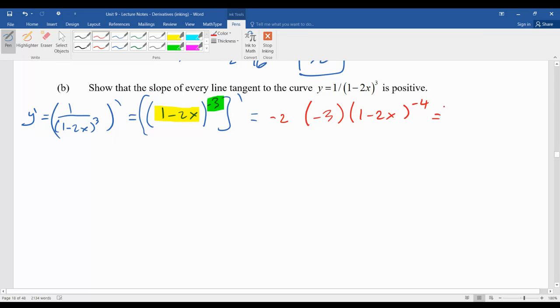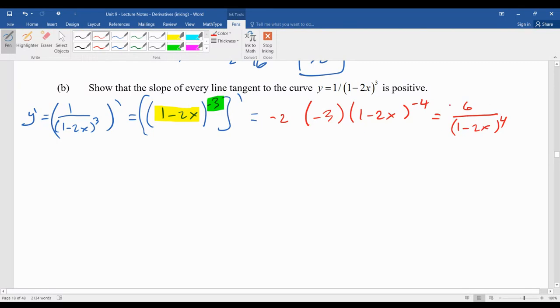And then let's simplify. We got negative 2 times negative 3, that's 6. And move 1 minus 2x to the negative 4 to the bottom. I'm sorry, you move the 1 minus 2x to the negative 4 to the bottom, which becomes 1 minus 2x to the 4.